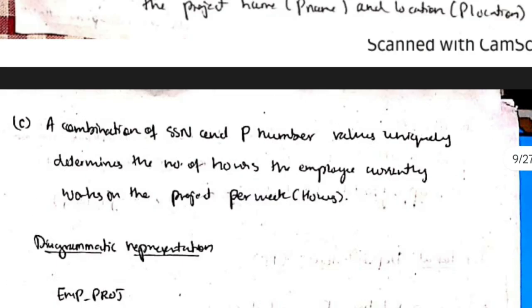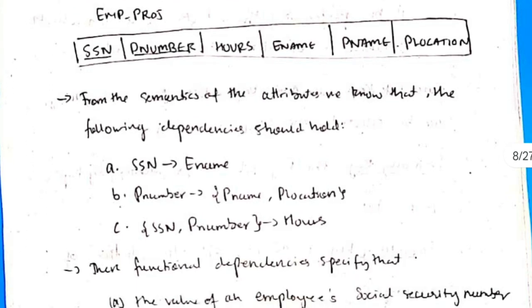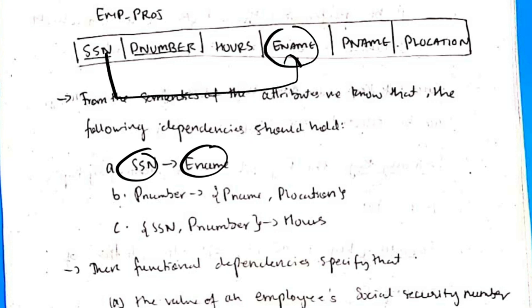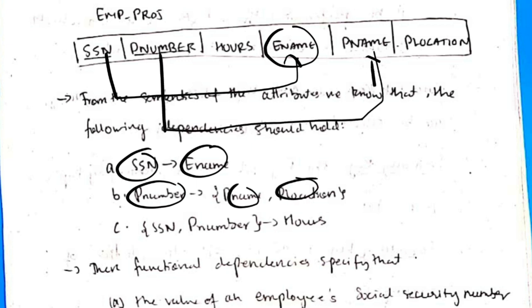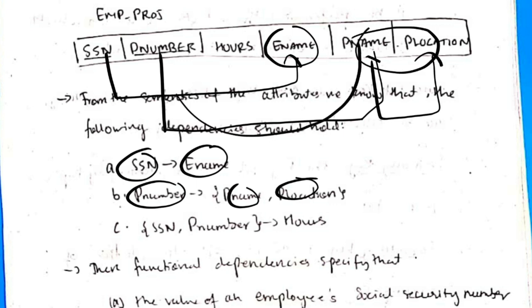Now what should we keep in mind? The functional dependencies specify that the value of an employee's social security number SSN uniquely determines the employee name e name. Since e name is dependent on SSN, we can get the e name from a unique SSN. And p number can determine p name and p location. If I give you a p number, you can easily tell me the p name and p location, because these two values are dependent on p number. Last one, if I give you SSN and p number, you can tell me the number of hours worked.